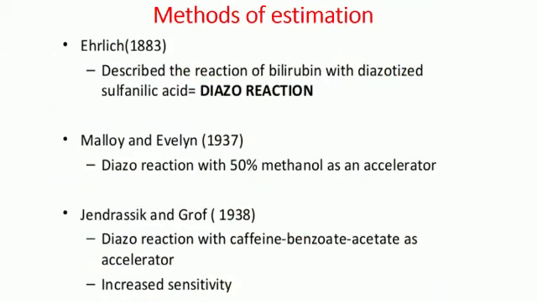So these are the various methods by which bilirubin can be estimated. Ehrlich's method, and others. All these methods are actually based on Van den Bergh's reaction, but there are minor differences. Jendrassik-Grof's method is the quickest of all because caffeine reacts very quickly and makes indirect bilirubin into direct bilirubin.